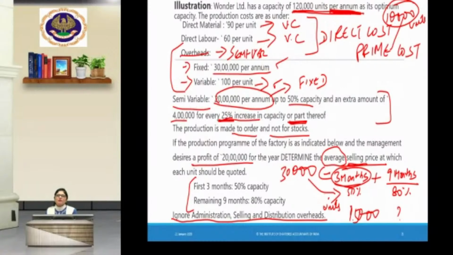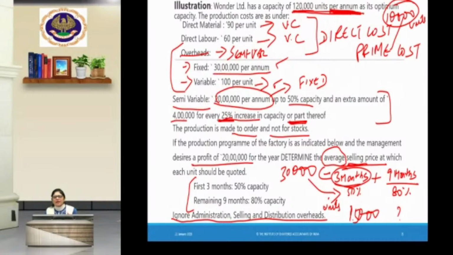This is where you have made the mistake. And if this is the mistake you have done, the whole answer will be wrong. Because you will calculate everything on the basis of 60,000 and 96,000. So every cost calculation will be wrong. So you have to calculate first monthly capacity.